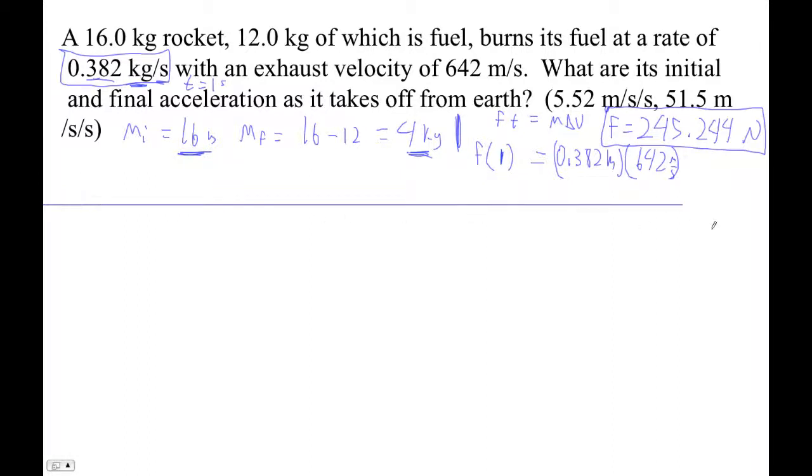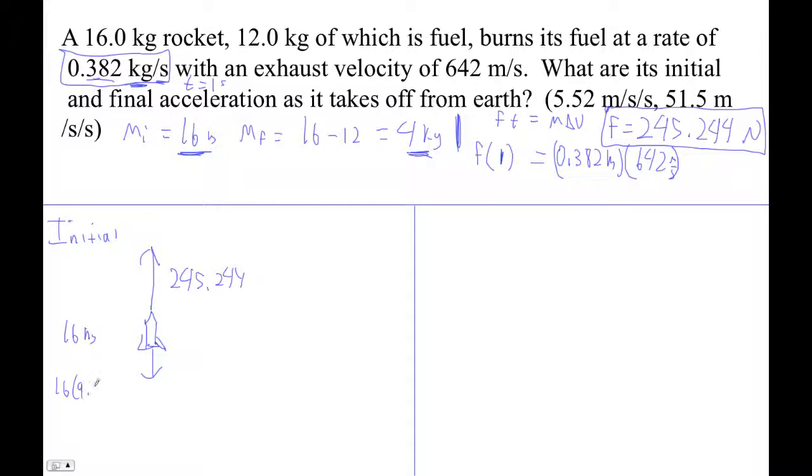Now we can find the initial acceleration. Right here we got the rocket. This is rocket science after all. The force up is 245.244. The force down, well, let's see, at first we got 16 kilograms. So the force down is 16 times 9.8. I got 156.8. So this is positive, this guy's negative because it's down.